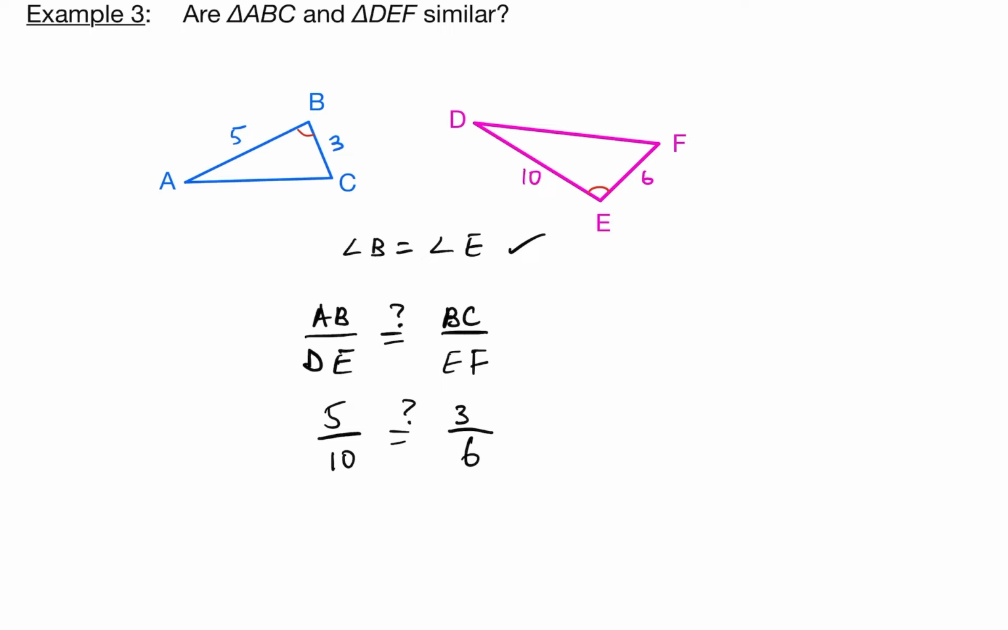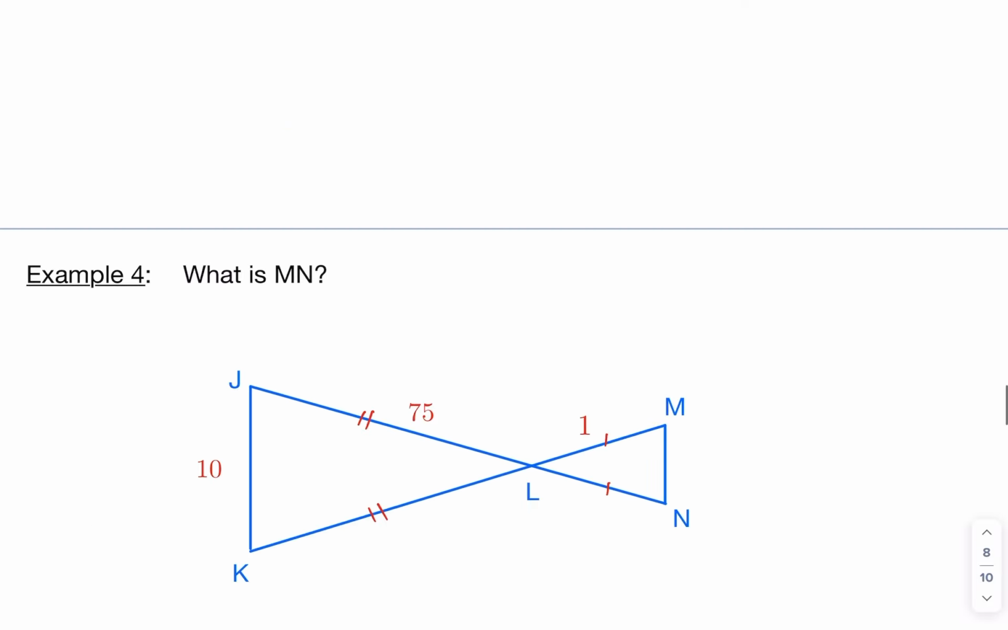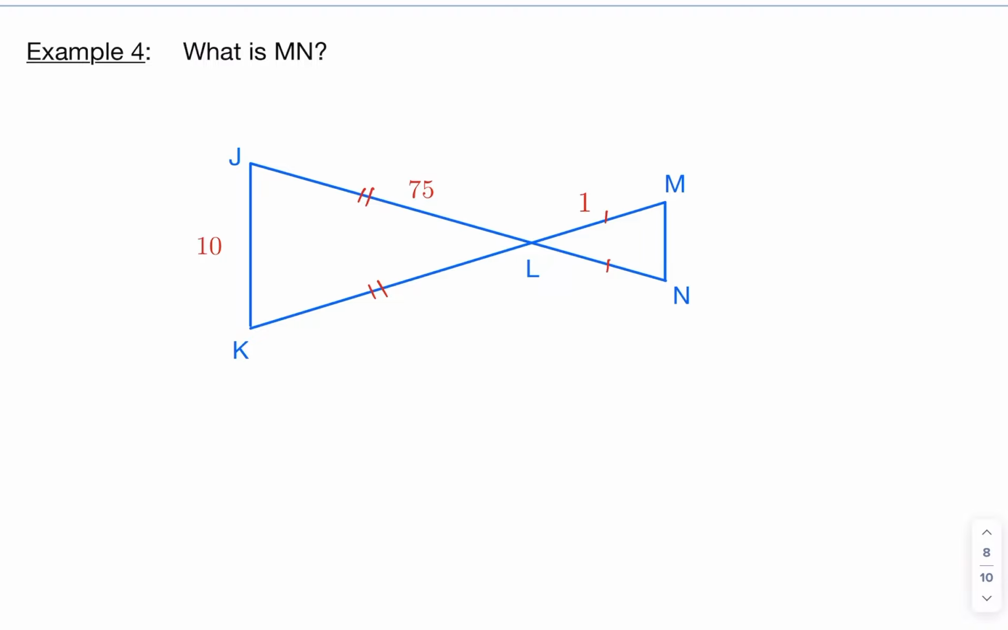Well, 5 over 10 reduces to 1/2, and 3 over 6 reduces to 1/2. And so because those proportions are equal to each other, and the angles B and E are equal to each other, we would conclude that triangle ABC and DEF are similar. All right, let's take a look at one other example where we apply one of these similarity theorems.